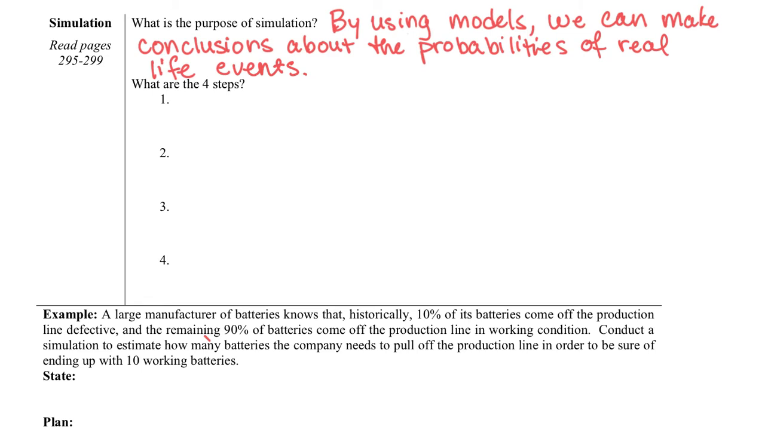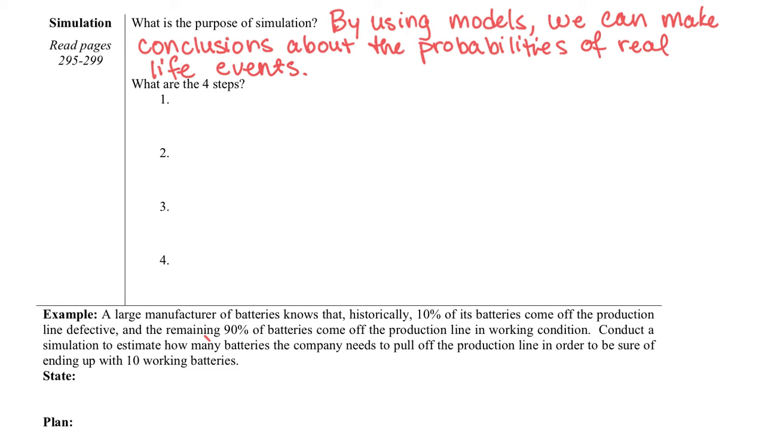Let's talk about simulation and the process of creating simulations for probabilities. By using models, we can make conclusions about the probabilities of real-life events. It's often inconvenient, impossible, or perhaps unethical to actually do an event over and over repeatedly to discover its probability. So there are times when we can use other simulations to get the same effect of a random event.